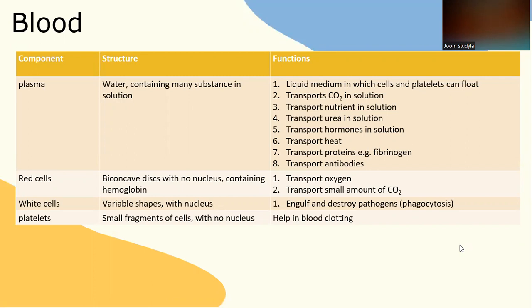The red cell is a biconcave disc with no nucleus, containing hemoglobin. The function of the red cell is to transport oxygen and also a small amount of carbon dioxide. The white cell has a variable shape and a nucleus. Its function is to engulf and destroy pathogens. The platelets are small fragments of cells with no nucleus, and their function is to help in blood clotting.